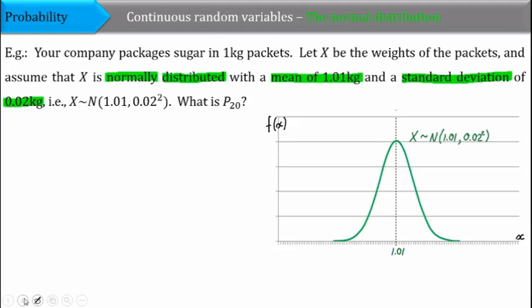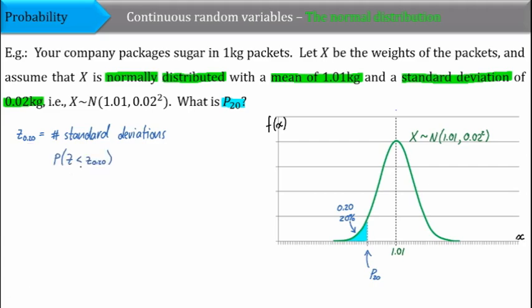So graphically, if we draw the information, then we have our bell-shaped curve. We have the middle point being 1.01, and of course that will be in kilograms, and I just wrote the other information here at the top. Right, now we're interested in the 20th percentile, so P20, so that means what value has 20% of the observations less than or equal to it. So what we'll do is we will look again at the number of standard deviations. So we want our z-score for 20%. So that means we want the probability of being less than z to be 0.2.